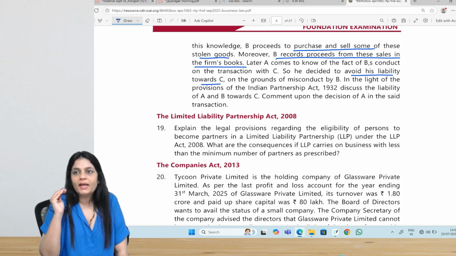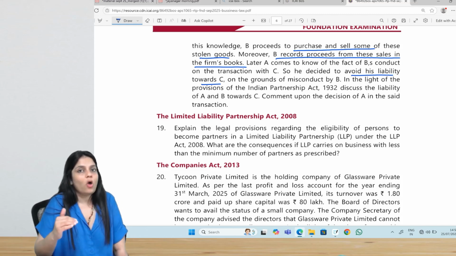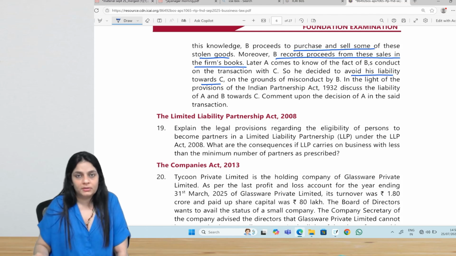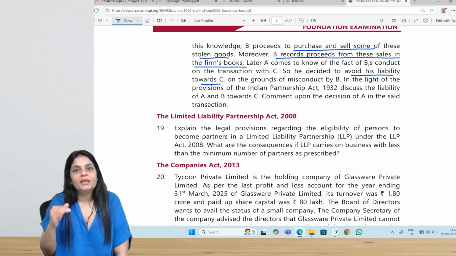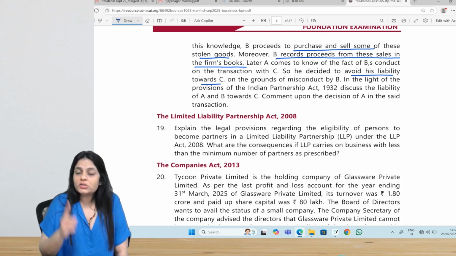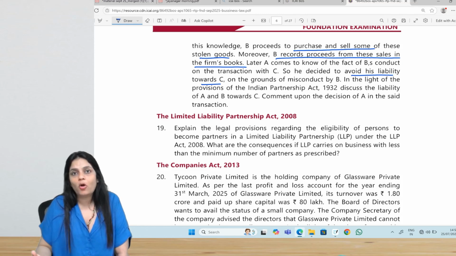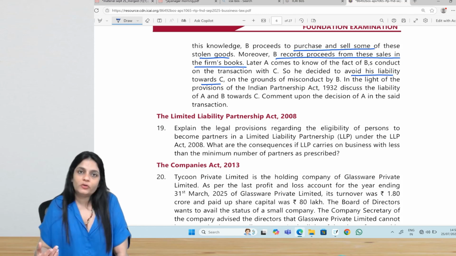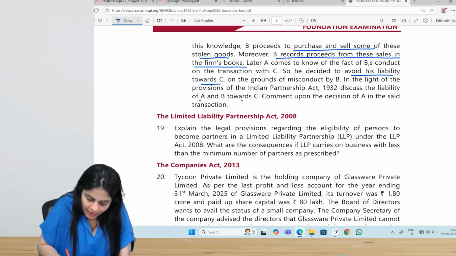The whole point is that B has done the act in the ordinary course of the business, and he was operating the business with the consent of the other. In such a case, if any partner misapplies anything or does any wrongful act or does any misconduct, the whole firm is liable. Also, the act was done in the ordinary course of the business. Since the act was done in the ordinary course of the business, obviously the firm is liable. So A cannot avoid. Discuss the liability of A and B towards C.